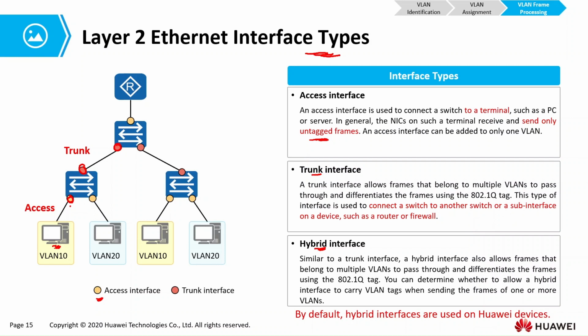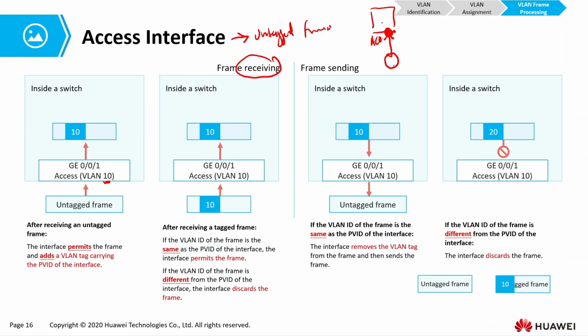So when you receive the untagged frame, what will happen? If the interface permits the frame, you are going to add the VLAN tag based on your PVID, that means your port default VLAN ID. Here, the port default VLAN ID you configured is VLAN 10. So once the switch receives the untagged frame from your PC, what happens on your switch? It is going to add a VLAN 10 tag to it.